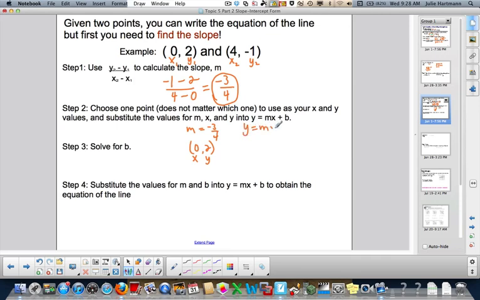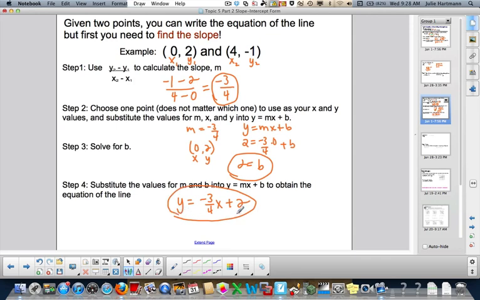Y equals mx plus b. Y is 2. M is -3/4. X is 0 plus b. Well, -3/4 times 0 is 0. So we get b equals 2. So from there, we have y equals -3/4 x plus 2. And that is our equation. Okay.